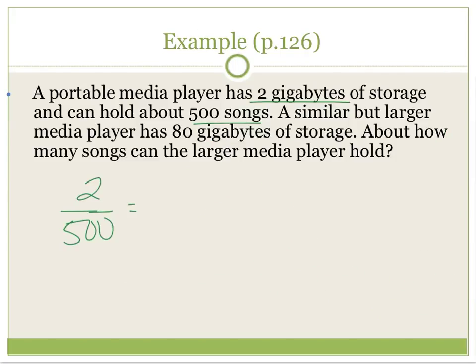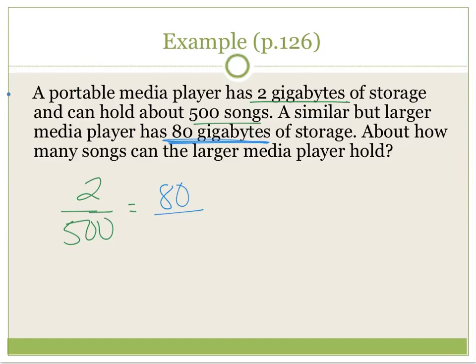A portable media player has 2 gigabytes of storage and can hold about 500 songs. So we have a relationship. 2 gigabytes is to 500. A similar but larger media player has 80 gigabytes. The 80 gigabytes is also similar to the 2 gigabytes in that it's the same amount of data. So when the 2 gigabytes over here went on top, it means the 80 needs to go on top, or in the numerator, as well.